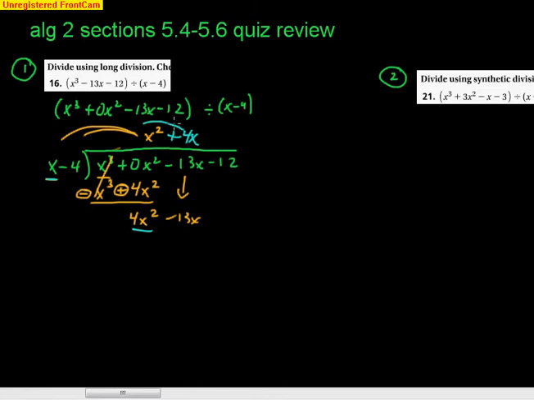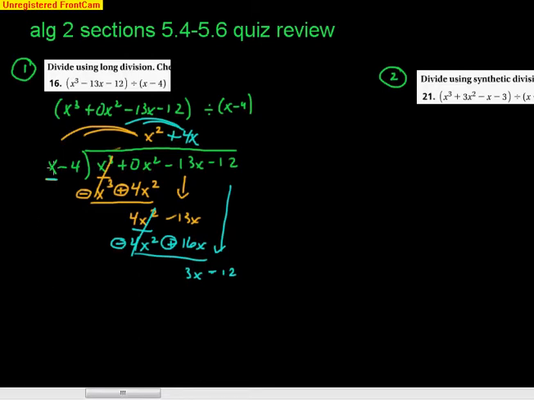And again, distribute twice to the two terms outside. X times 4x is 4x squared. Negative 4 times 4x is negative 16x. And now I subtract. And again, subtraction is changing the signs. Positive 4x squared becomes negative. Negative 16x becomes positive. 4x squared cancel. Negative 13 plus 16 is 3x. And the minus 12 comes down.